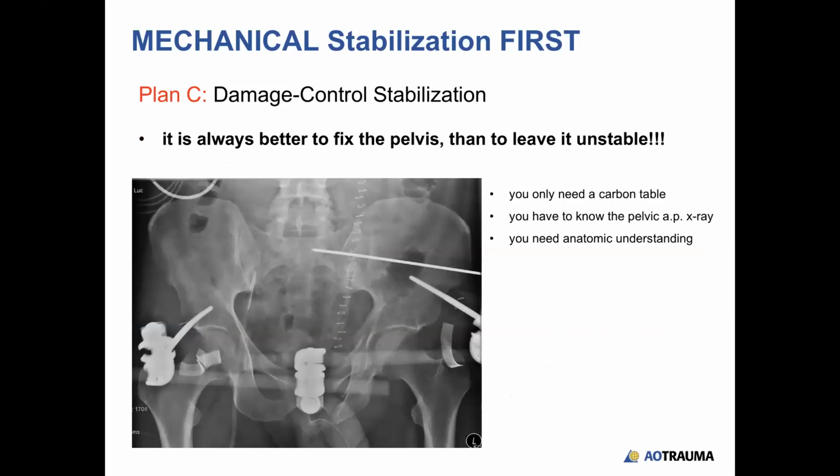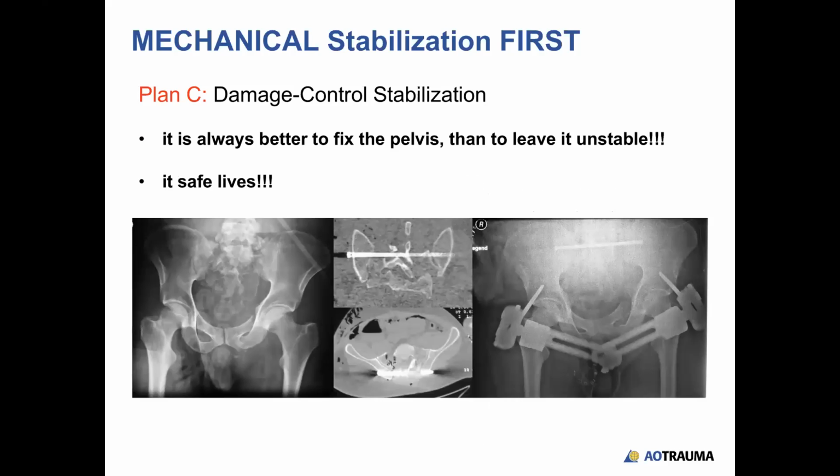My personal plan C is, if you don't have these measures available in a special situation, or you come into a situation where the patient deteriorates, we perform a damage control stabilization with either a wire or even a screw. You only need a carbon table, and you have to know the pelvic anatomy and need a good anatomic understanding. We only use the AP view of the pelvis. Here's another example where we put in a screw posterior to the sacrum, like a standard Harrington sacral bar.